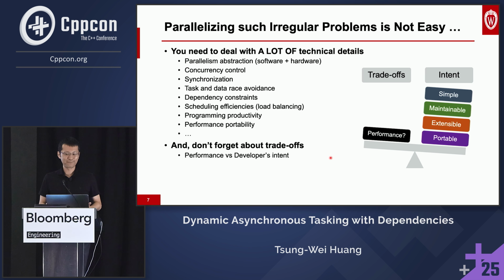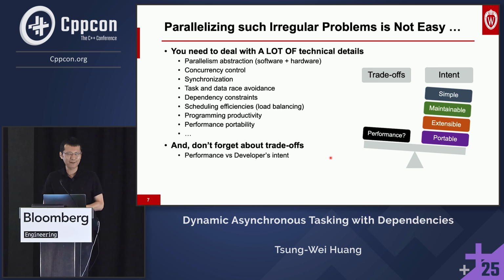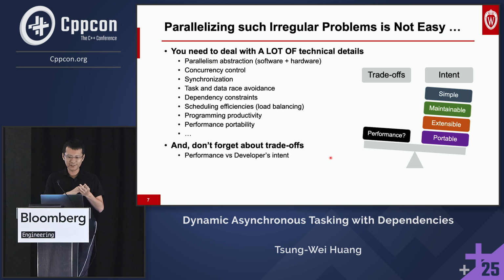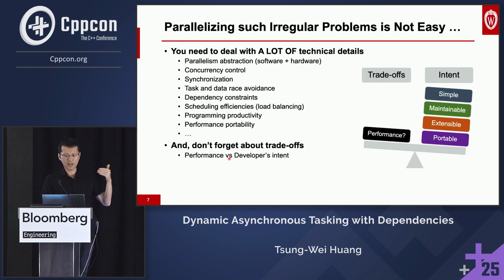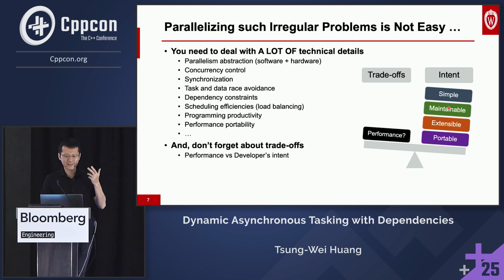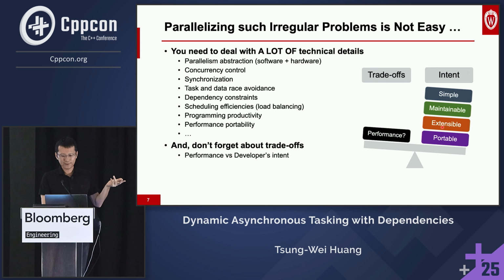It turns out parallelizing this type of irregular problem is not very easy because you have to deal with a lot of technical details such as parallelism abstraction, concurrency control, scheduling efficiency, and so on and so forth. And there is always this trade-off between what you really want and the cost of that intent, right? We all want simple, maintainable, extensible, and portable implementation, but each of them can come at the cost of performance.